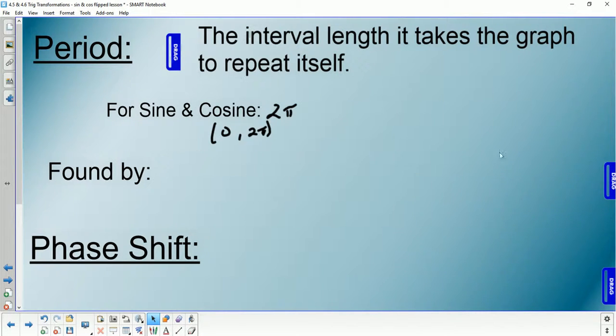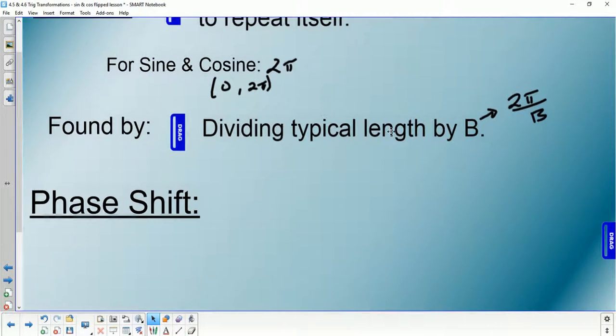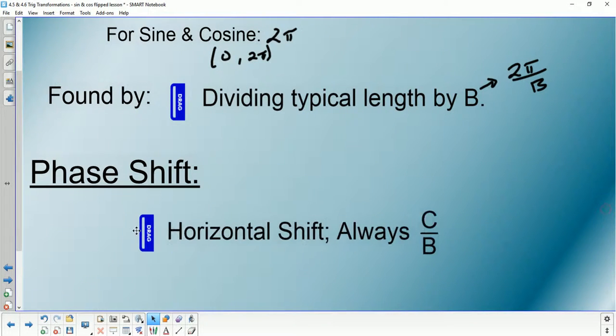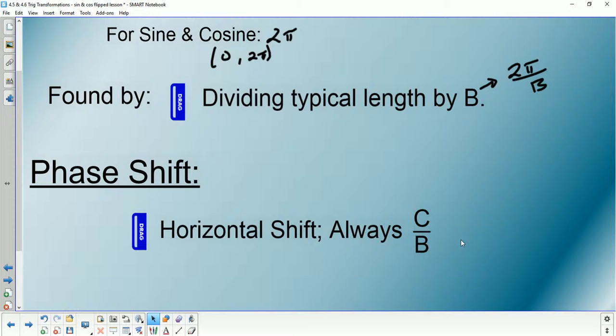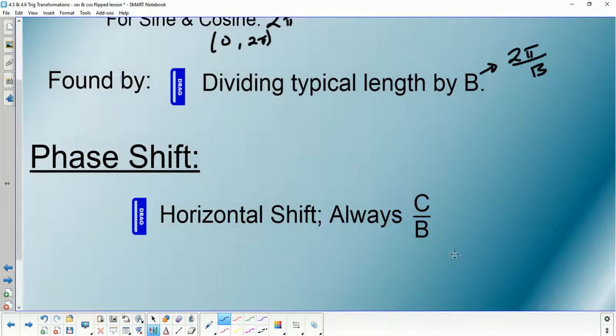But when we change it, when we have a value for b, we're going to find it by dividing the typical length by b. So what that means, and since we're only looking at sine and cosine, is 2 pi over b. And that will give you the new length of your period. So that'll tell you how long until the graph just starts to oscillate up and down, repeating itself. And then the other thing, like we said, a phase shift is a horizontal shift, always C over B. Notice that it was minus in that previous window. So that's going to be the opposite, just like most of what we've looked at so far this year. Okay, now if there is no B value, then it is just C.